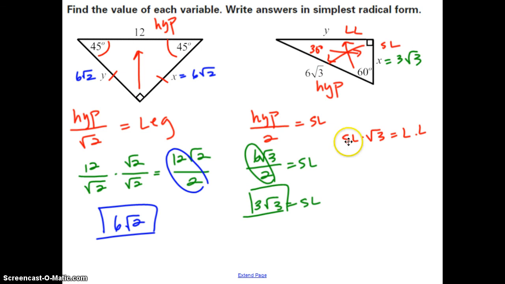So when we substitute in our values, our short leg is going to be 3 root 3 times the square root of 3 to give us the long leg. Now 3 is the only number outside the radical. Square root of 3 times the square root of 3 gives us positive 3. So our last step, 3 times 3 is 9 for the long leg.